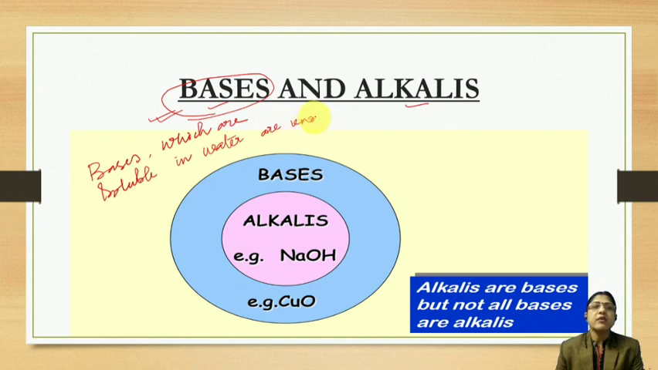Are known as what? Alkalis, right? So, can I say all alkalis are bases, but all bases are not alkalis, right? So here, in the Venn diagram I have represented, all alkalis are bases. That means all soluble bases are known as alkali, and those that are not soluble, we can say are bases. They are not alkalis, right?